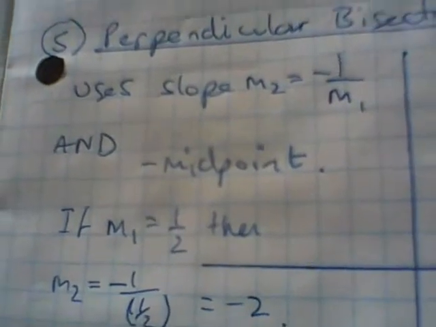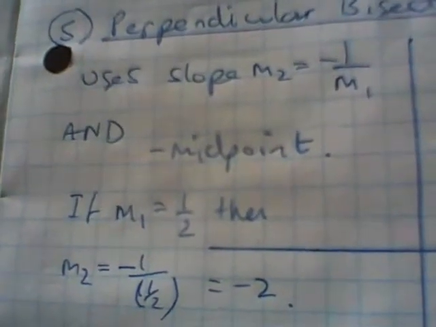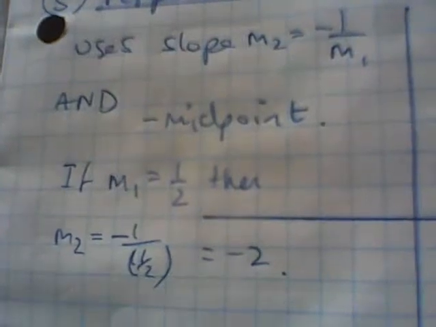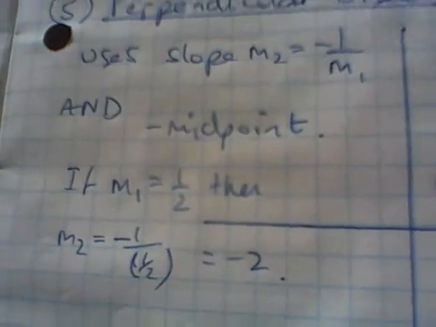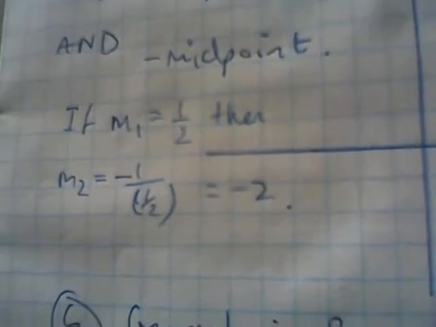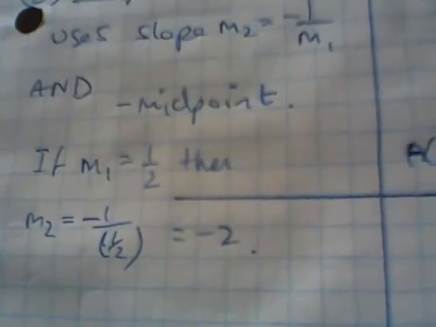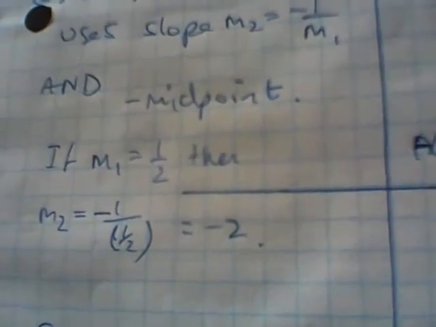Before, we found the slope was a half. That's the slope of line segment AB. So I'm going to do minus 1 over a half. That's how you find the perpendicular slope. Minus 1 over a half gives you minus 2. Another way to think of it is you basically just turn the fraction upside down and change the positive or negative sign. So if you turn a half upside down and change the sign, you get negative 2. Okay, so negative 2 is the slope.